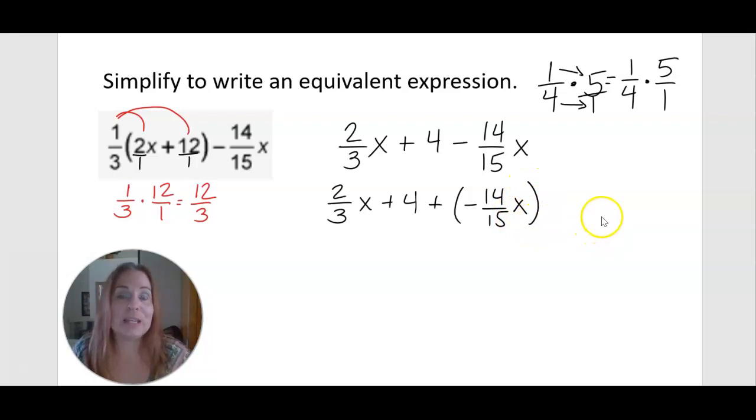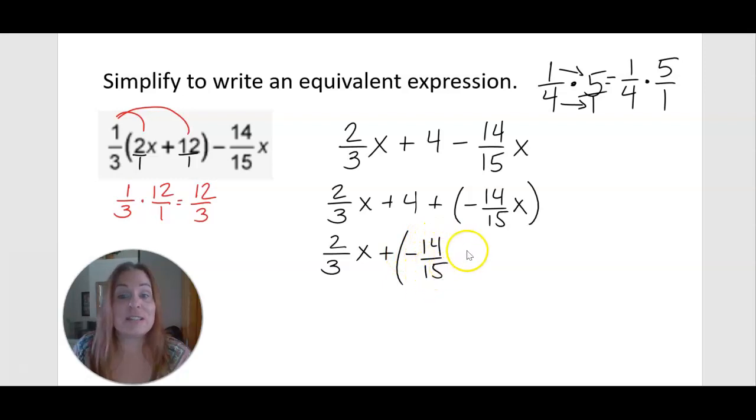And I'm going to move my like terms next to each other, just like I did in all the other problems. So I have an x term up front and an x term in the back, so I'm going to put those together. 2/3 x and a negative 14/15 x plus 4.